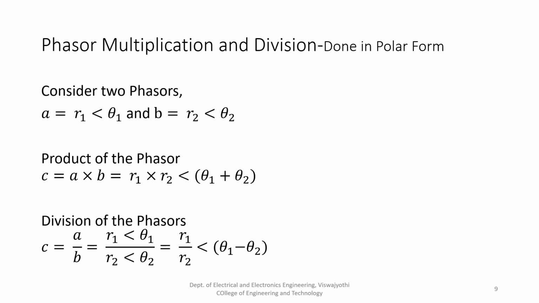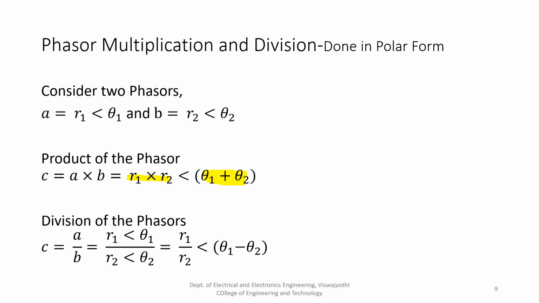So the product of two phasors is obtained by multiplying the magnitudes, and the angle is the sum of the angles of the two phasors. Similarly, division of two phasors. Consider the phasor C, which is given by phasor A divided by phasor B. Now the division is r1 angle theta 1 divided by r2 angle theta 2, which is given by r1 by r2 angle theta 1 minus theta 2.